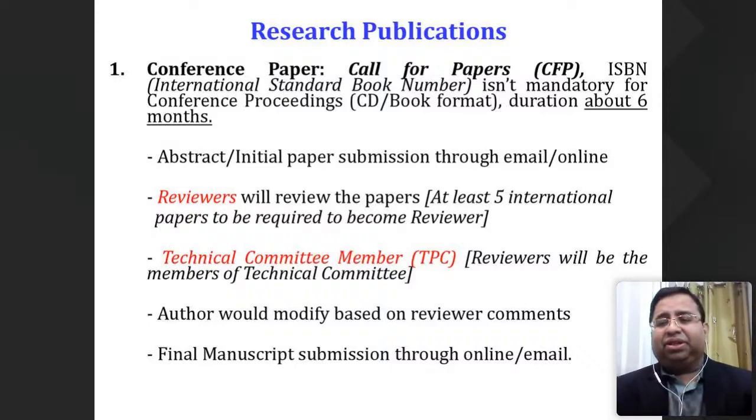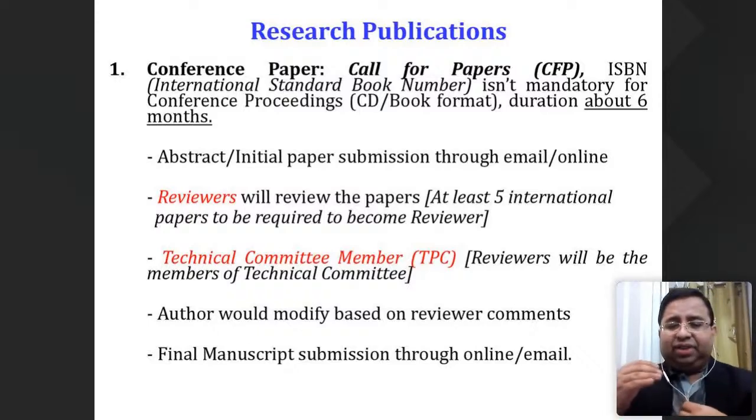And now the question is: what is the process of conference paper submission? I don't want to discuss too much because more or less you have some idea. I just like to discuss the main basic points so that you can recall them when you come up with the conference paper. Some conferences ask you to submit the abstract. Some conferences ask you to submit the initial full paper. So they ask for the abstract, or they will ask for the initial full paper.